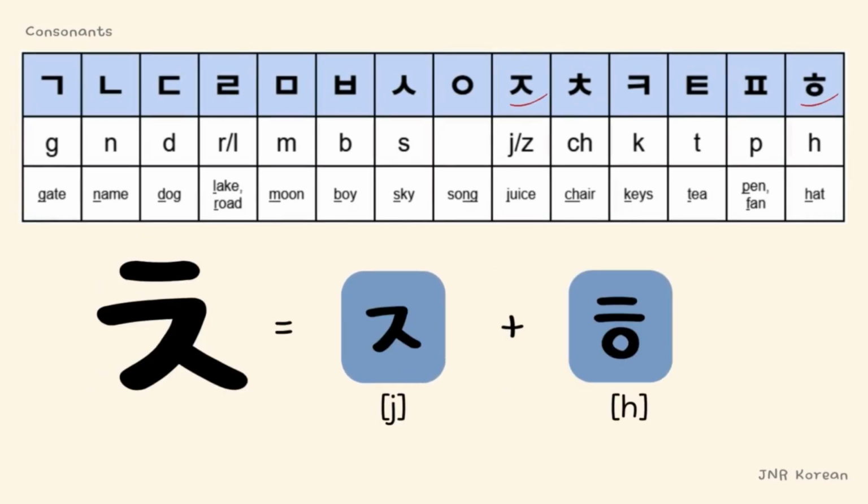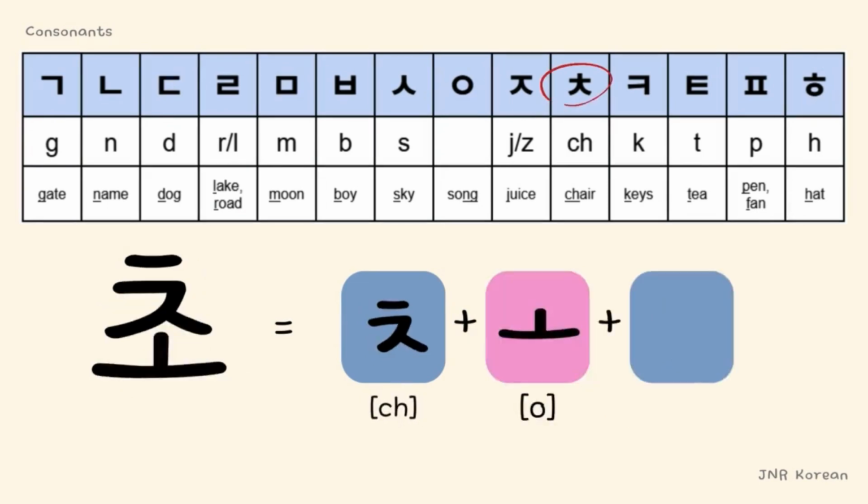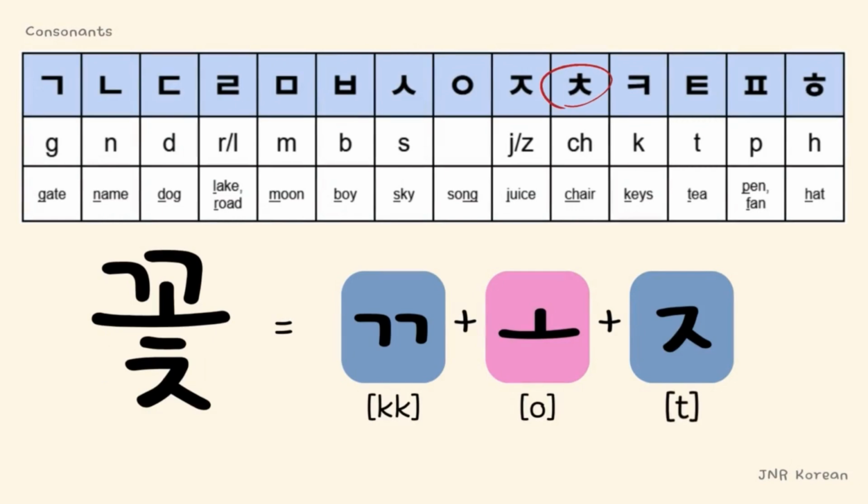치읓 is the aspirated sound of 지읒 and is a consonant derived by combining 지읒 and 히읗. 지읒 plus 히읗 makes 치읓. For example, the first consonant 치읓 in the letter 초 is pronounced as 츠. And in the word 꽃, the consonant 치읓 in the final position is pronounced as 트.